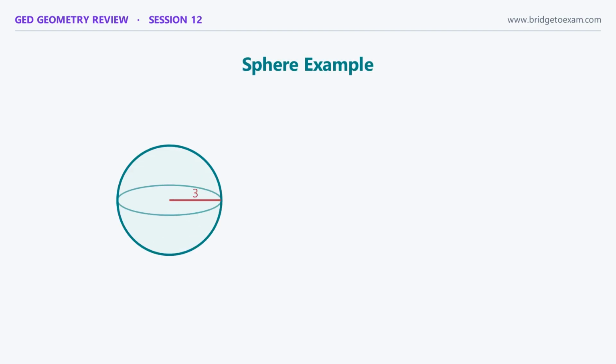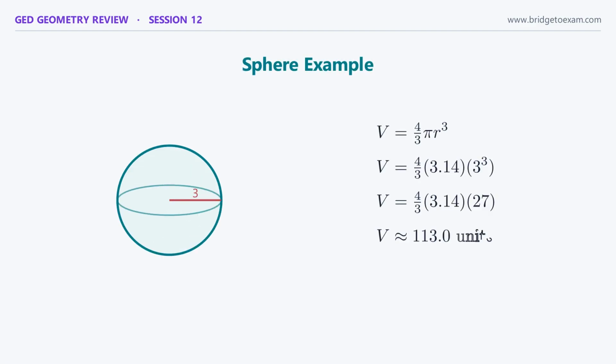Now, a sphere with radius 3. Volume is 4/3 pi r cubed. R cubed is 27, times pi is about 84.78, times 4/3 gives about 113.0 cubic units.